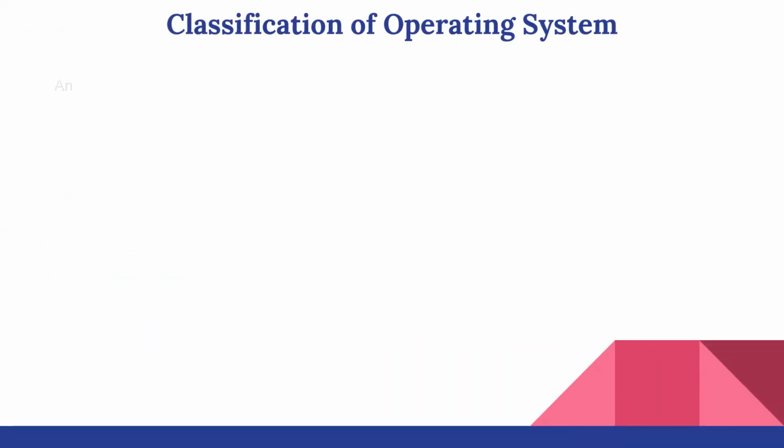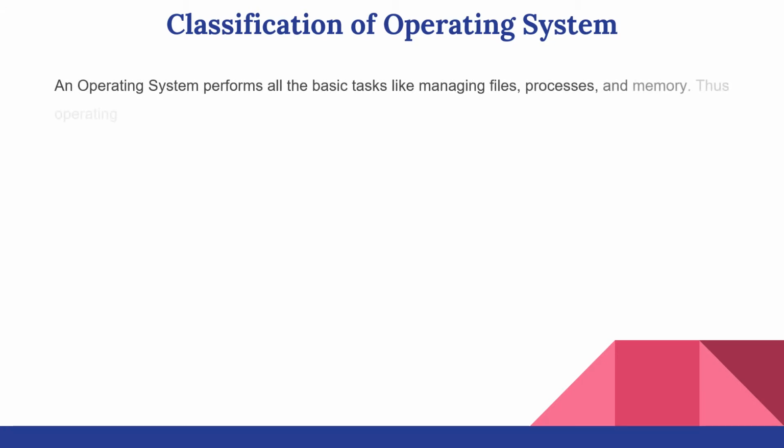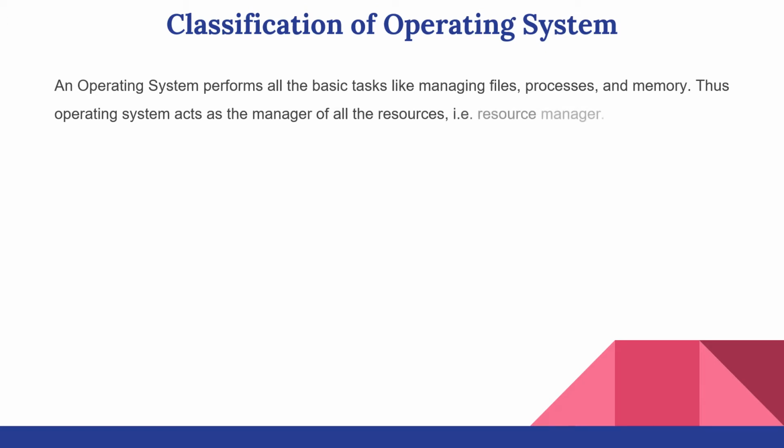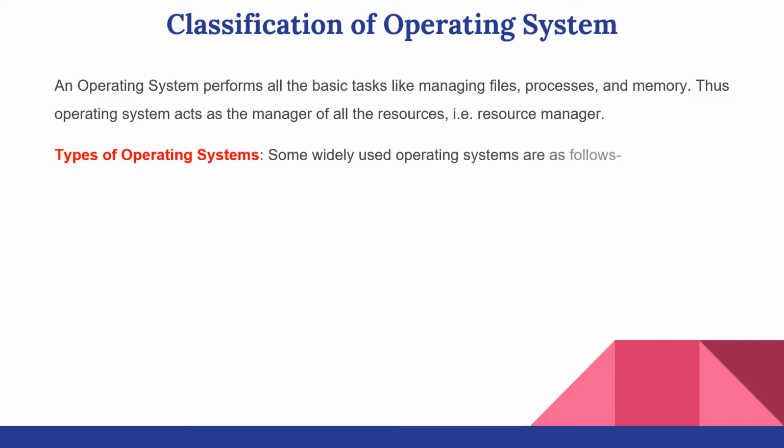An operating system performs all the basic tasks like managing files, processes, and memory. Thus, the operating system acts as the manager of all the resources, that is, resource manager. Thus, the operating system becomes an interface between user and a machine. Now we'll talk about the types of operating system. Some widely used operating systems are as follows.